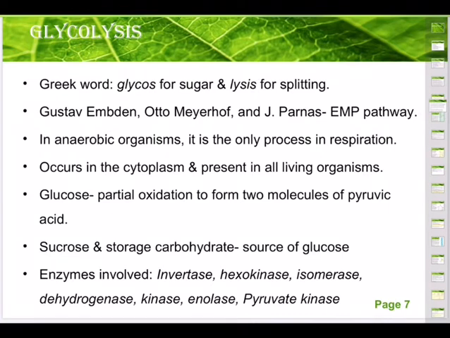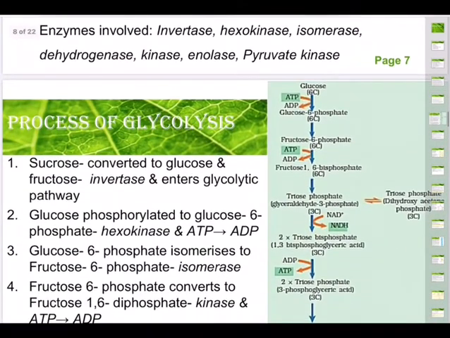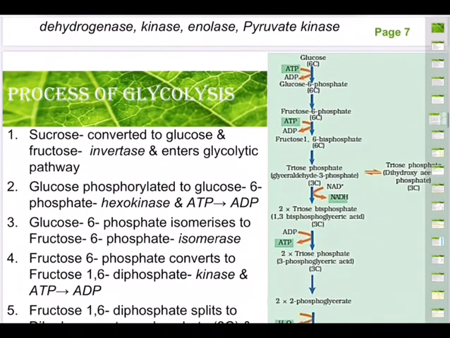There are three scientists, Embden, Meyerhof and Parnas. We call it EMP: E for Embden, M for Meyerhof, P for Parnas, the EMP pathway. In anaerobic organisms, it is the only process in respiration. It occurs in the cytoplasm and is present in all living organisms. Glucose, on partial oxidation, forms 2 molecules of pyruvic acid. Sucrose and stored carbohydrate are the source of glucose.